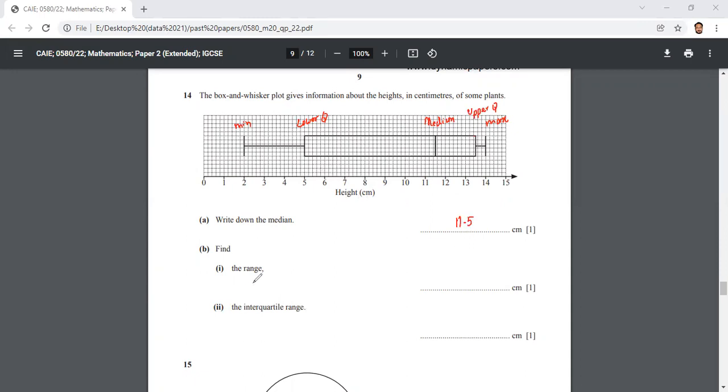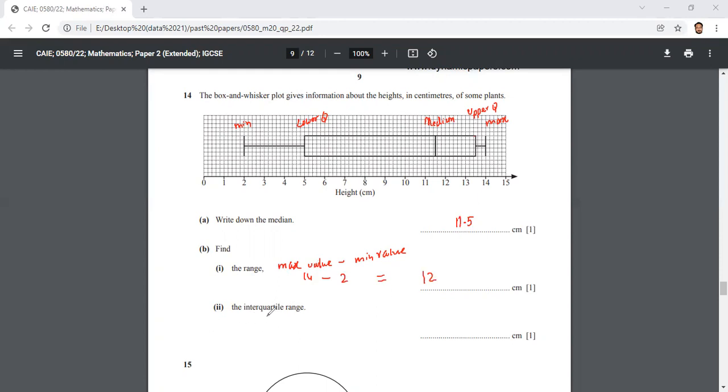Now next is range. How to find range? Range is basically maximum value minus minimum value. So maximum value minus minimum value. So we have maximum what? 14. So 14 minus minimum we have 2. So that gives us 12 centimeter.